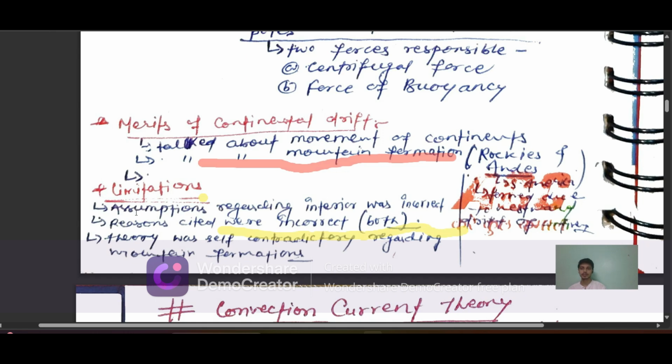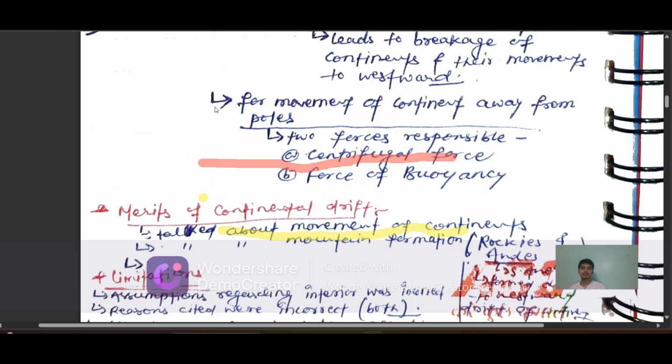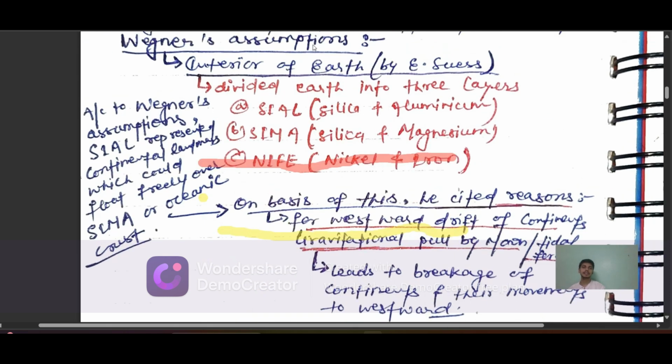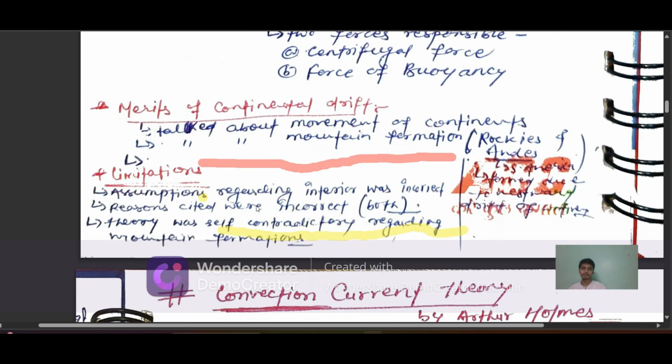Limitation of the continental drift theory: the assumption regarding the interior was incorrect. The interior of the Earth has Sial and Sima, that is silica and magnesium. According to Wegener's assumption, Sial represents the continental landmass, which could float freely over Sima, the oceanic part. So his assumption also got wrong. And the reason cited for separation of continents, or the breakdown of continents into two parts, was incorrect. Actually both assumptions were incorrect. The theory he gave regarding mountain formation, the westward drift movement, was also not entirely correct.